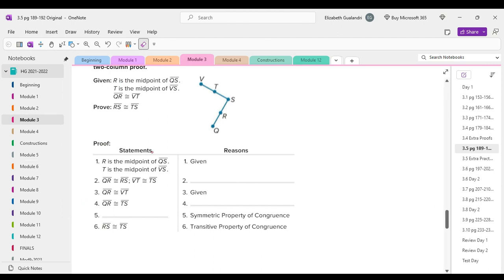So R is the midpoint of QS. You can see that written here, and T is the midpoint of VS. So there's our givens. The other thing I'm going to point out is that our third given is way down here. And once in a while, that's kind of a strategy that people use, which is totally fine, but just see that it's in there.